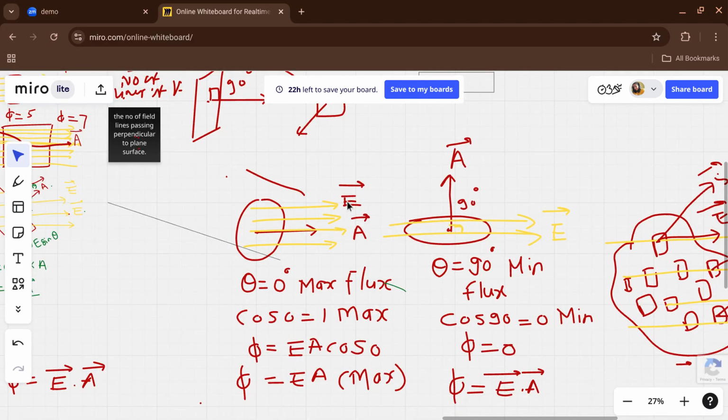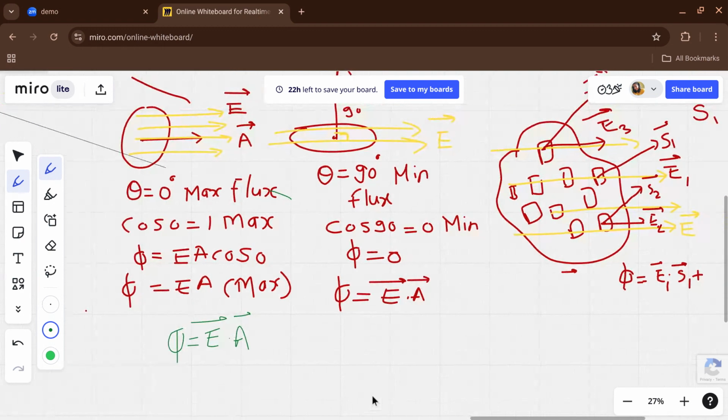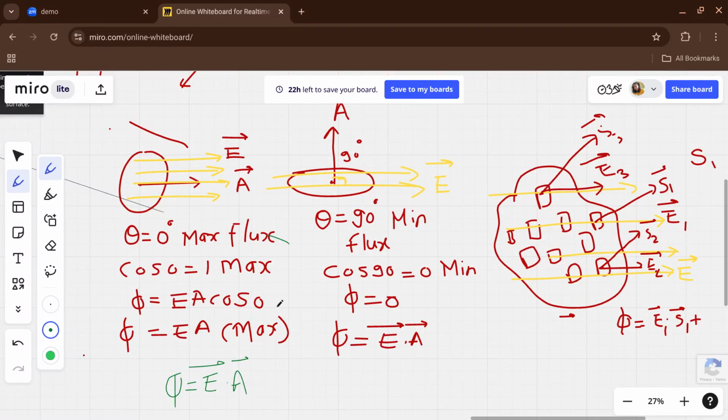So if the angle between these two vectors is 0, for which trigonometric function do you get the maximum value at 0 angle? It is cos. So cos 0 is 1. If I calculate the flux here, it is EA cos 0, which is EA, the maximum value. So here again, we have used the concept that phi equals E bar dot A bar, proved by using trigonometry.